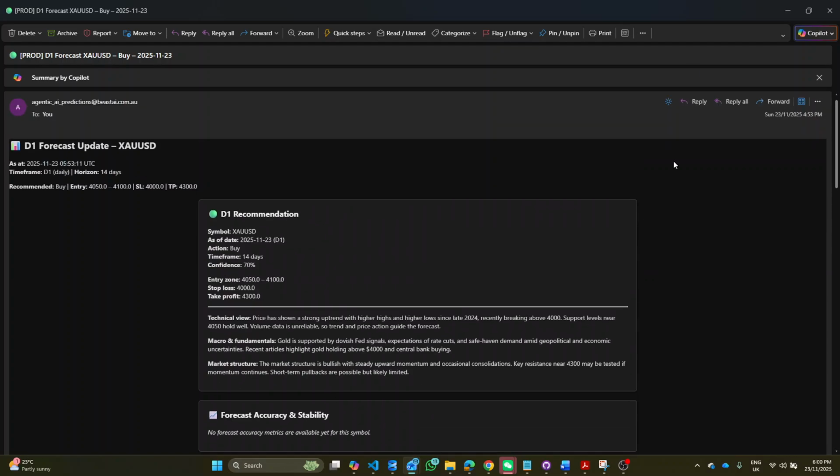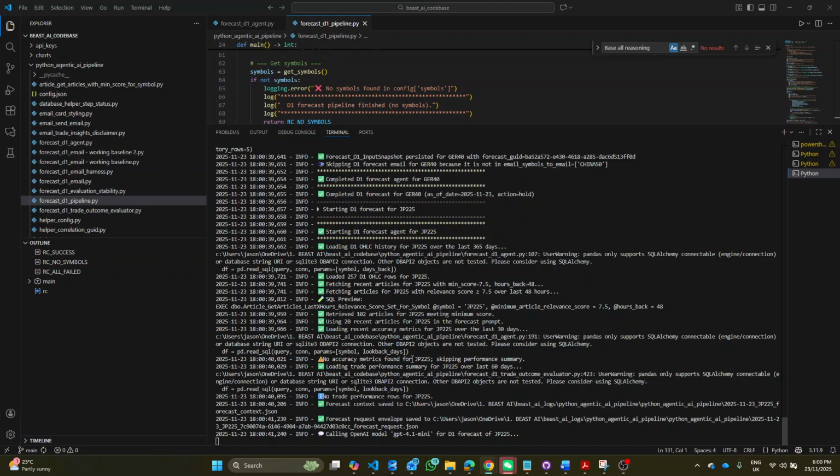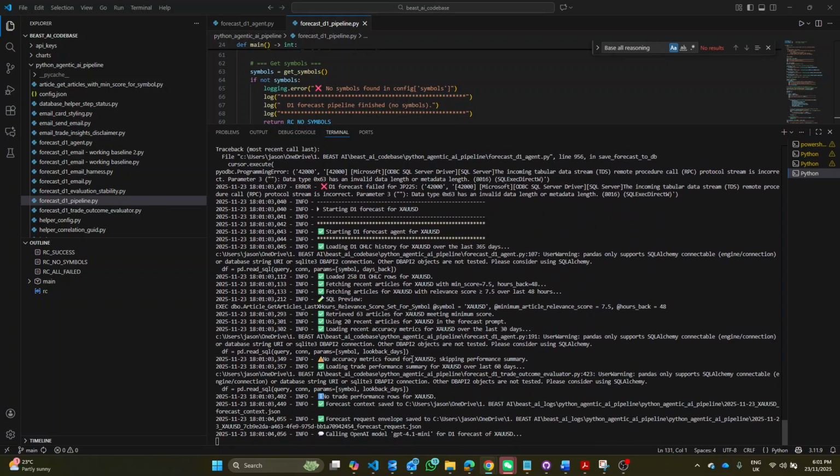So anyway, that's it. That is the Beast AI's first Agentic AI pipeline, where Agentic AI is basically LLM AI with a brain. So it's acting like a real person sitting there, making decisions, going and fetching data, doing actions, performing tasks, and coming up with predictions.